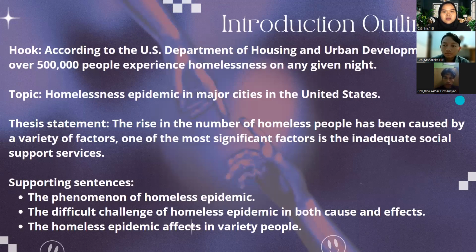In this introduction outline, we have the hook. The hook is, according to the U.S. Department of Housing and Urban Development, over 500,000 people experience homelessness on any given night. The topic is the homelessness epidemic in major cities in the United States. And the thesis statement: the rise in the number of homeless people has been caused by a variety of factors. One of the most significant factors is inadequate social support services.